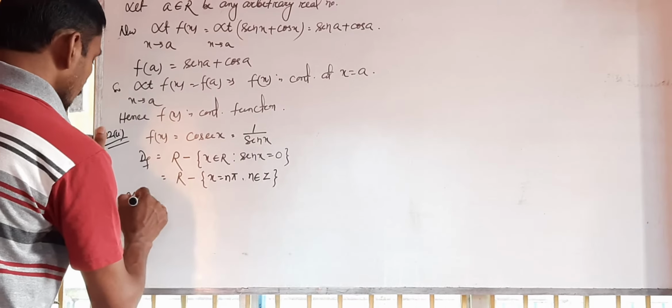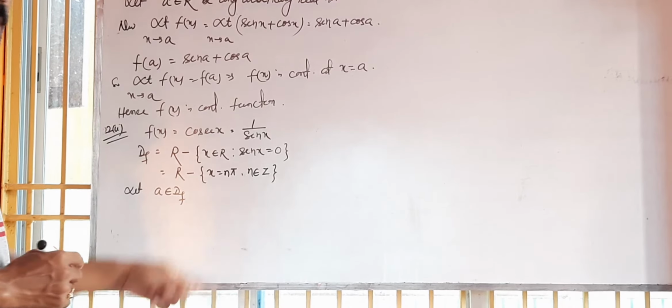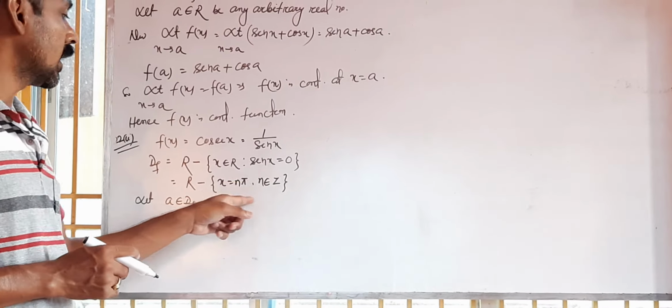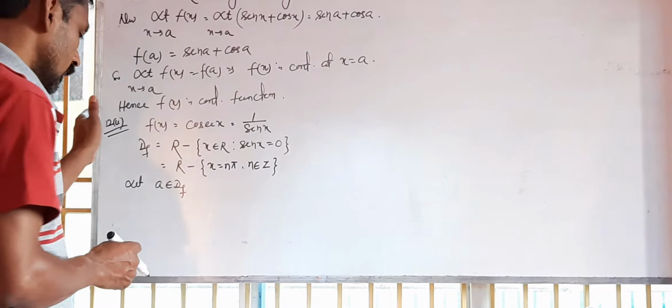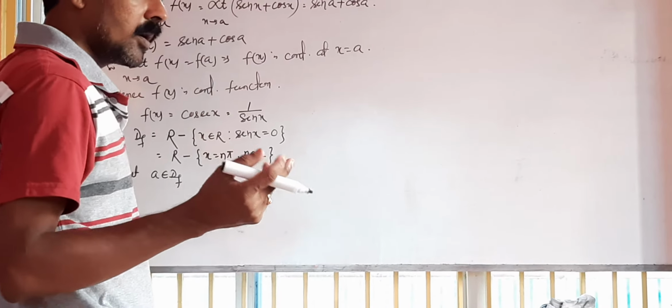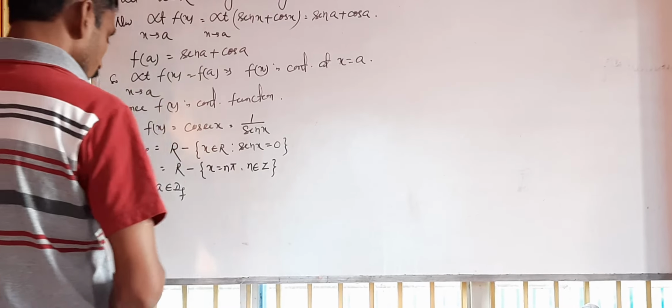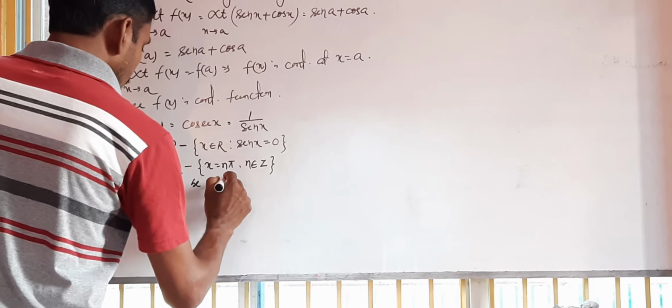Now I can write that a belongs to the domain of f. That means a is any real number except a multiple of pi, not only odd or even, it may be both. So a belongs to the domain of f, b arbitrary.